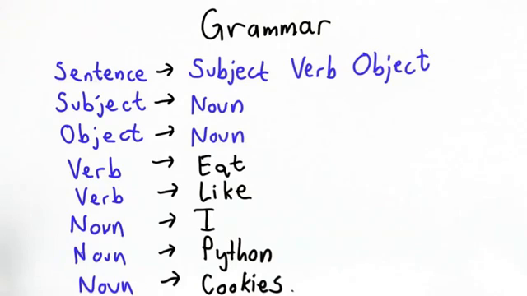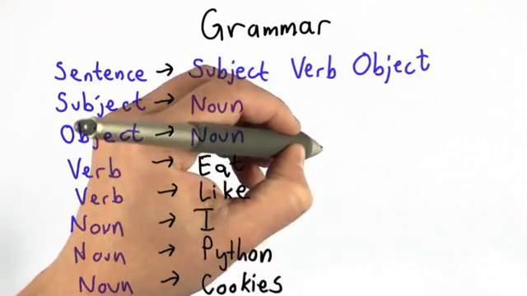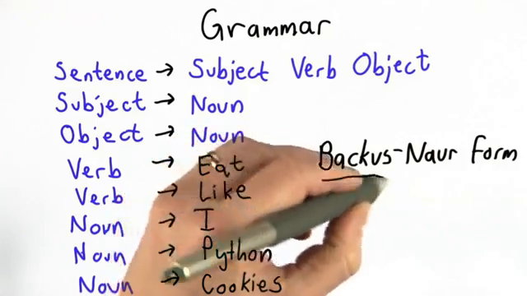The actual English grammar is, of course, much larger and more complex than this, but we can still think of it as having rules like this that allow us to form sentences from the parts of speech that we know, from the words that make those parts of speech. The way we're writing grammars here is a notation called Backus-Naur form, and this was invented by John Backus.